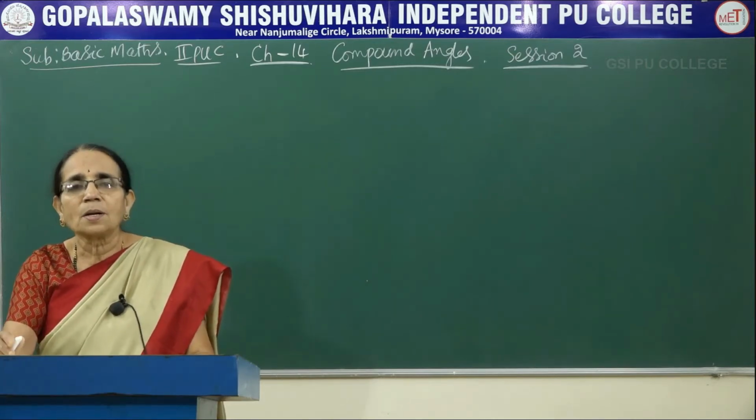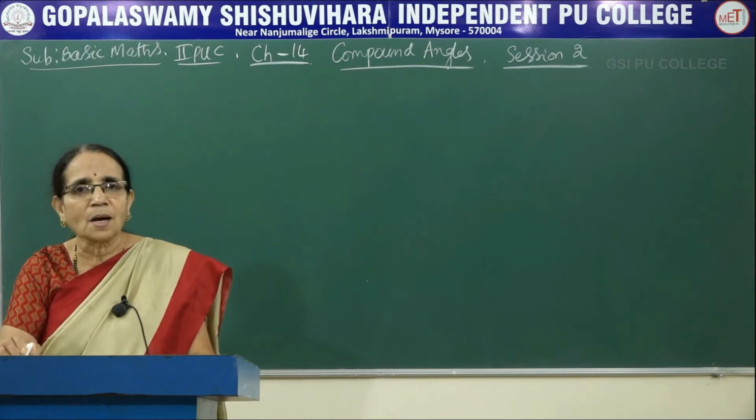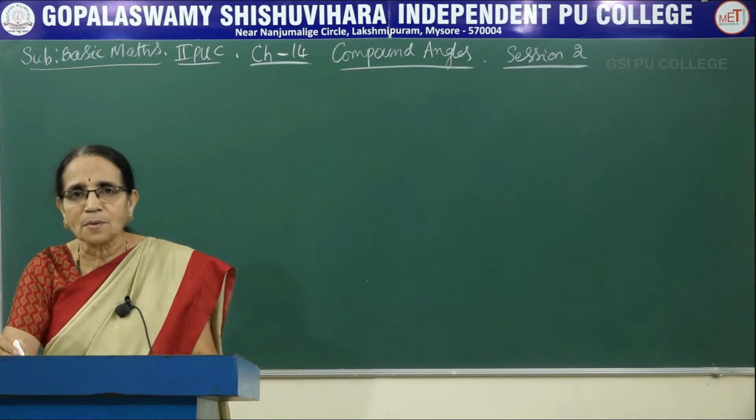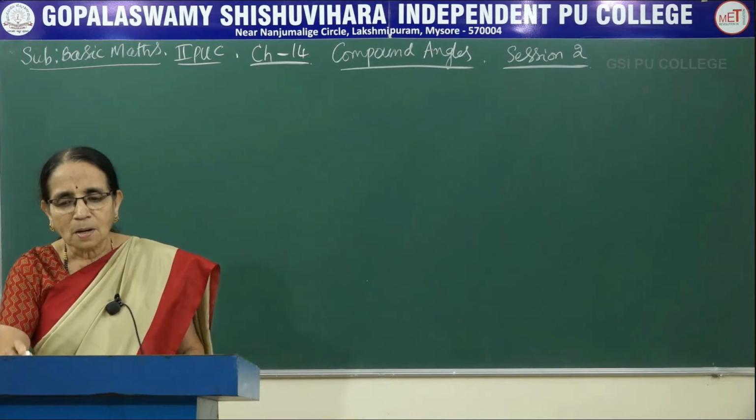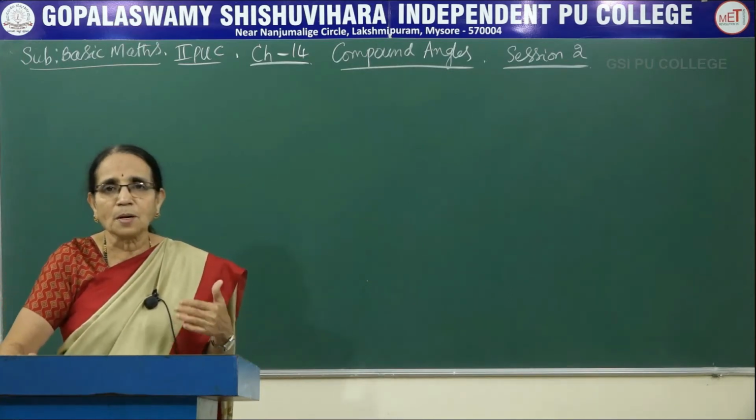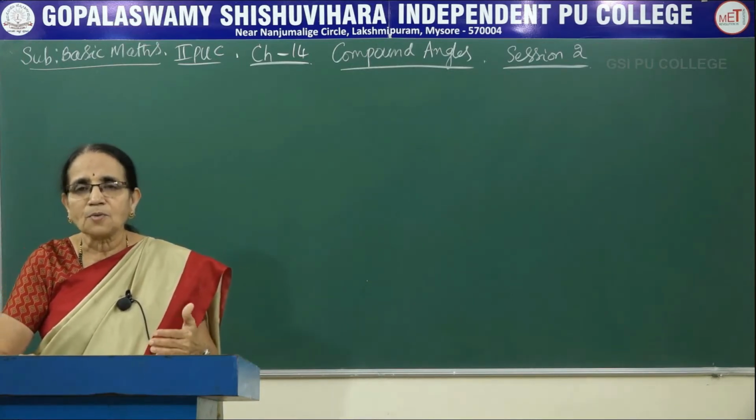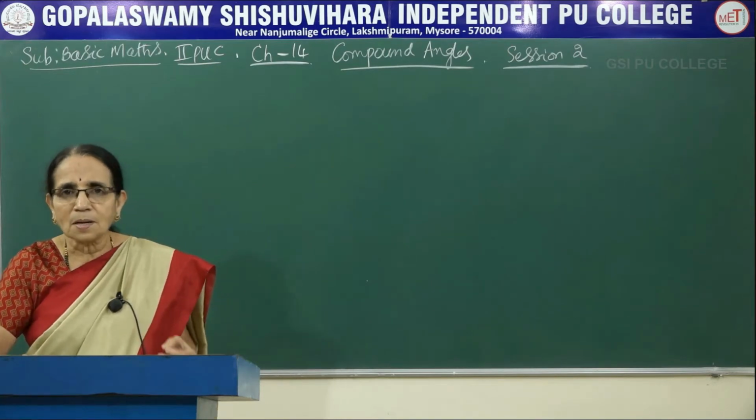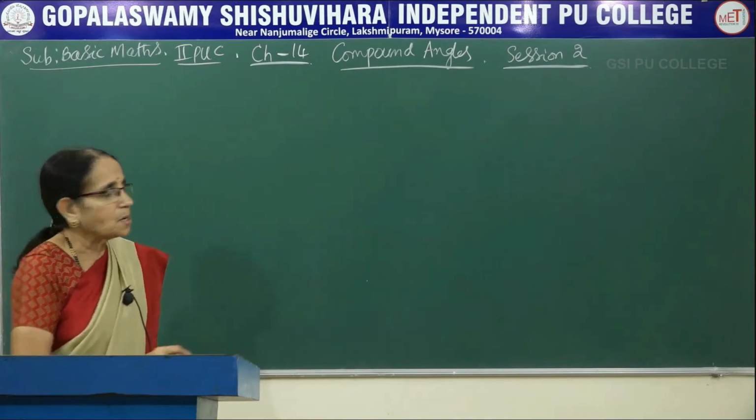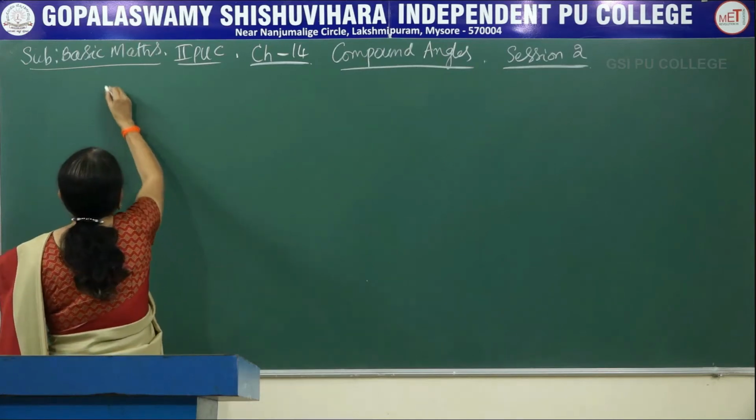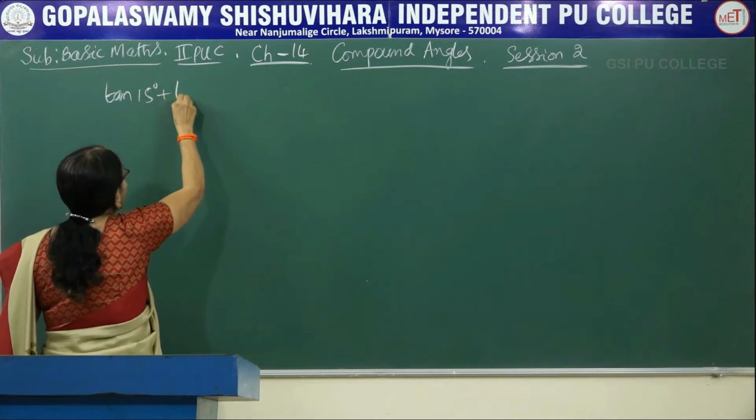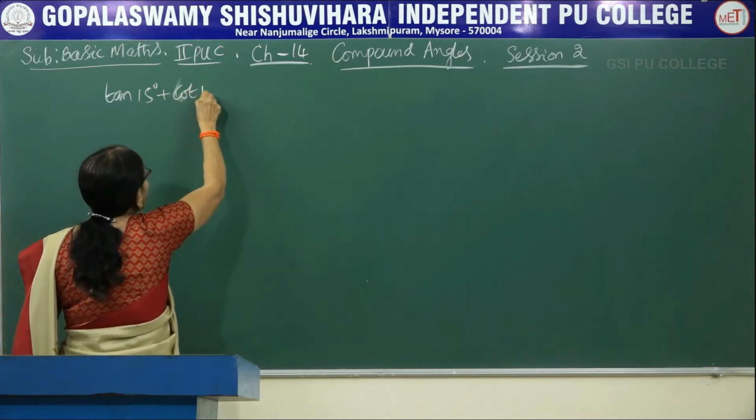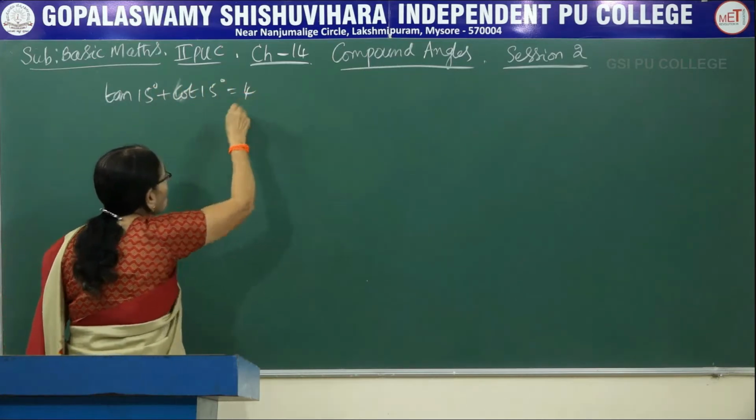That is, you have learnt what sin 15, cos 15, tan 15, and also sin 75, cos 75 and tan 75 are. Using them, we are going to work out the problems. So here, prove that is all the problems. We are going to prove that, means we start from the left hand side and arrive at the right hand side. Now let me take down the first problem: prove that tan of 15 degrees plus cot of 15 degrees is equal to 4.